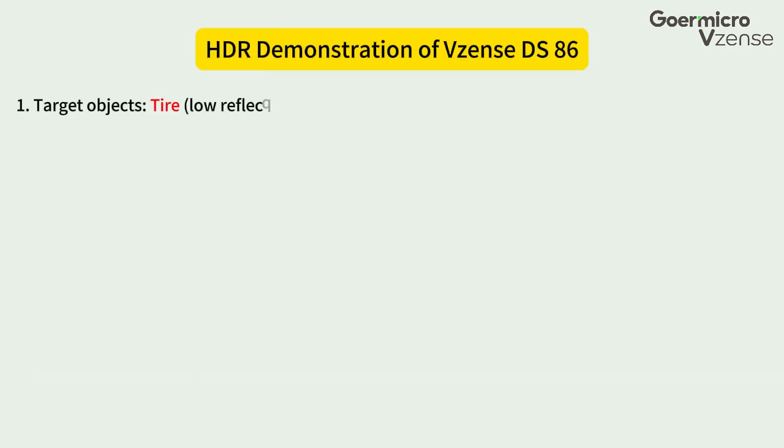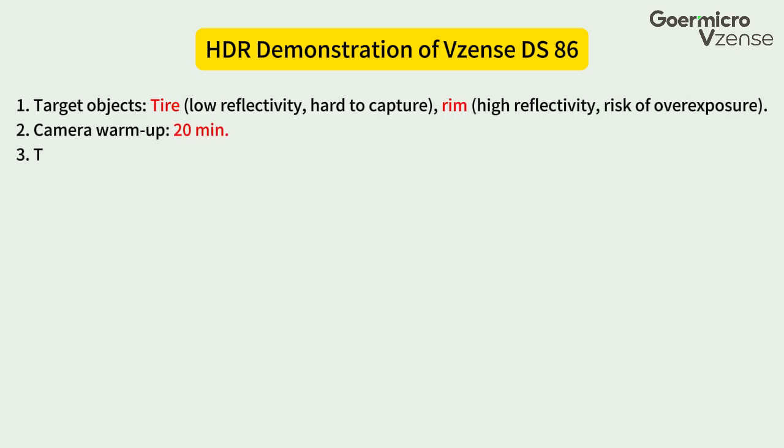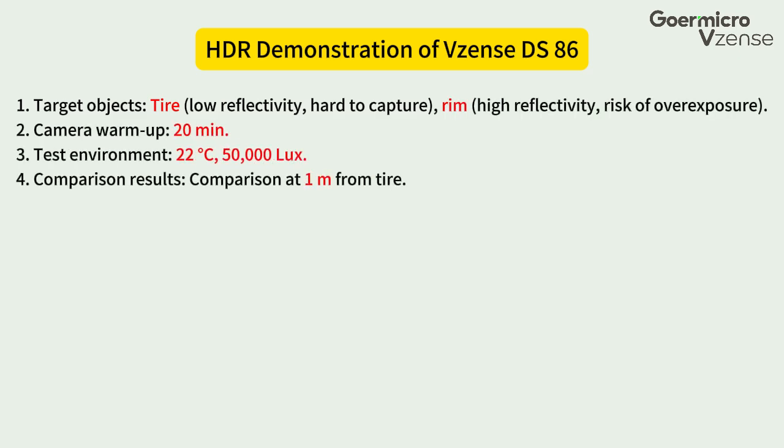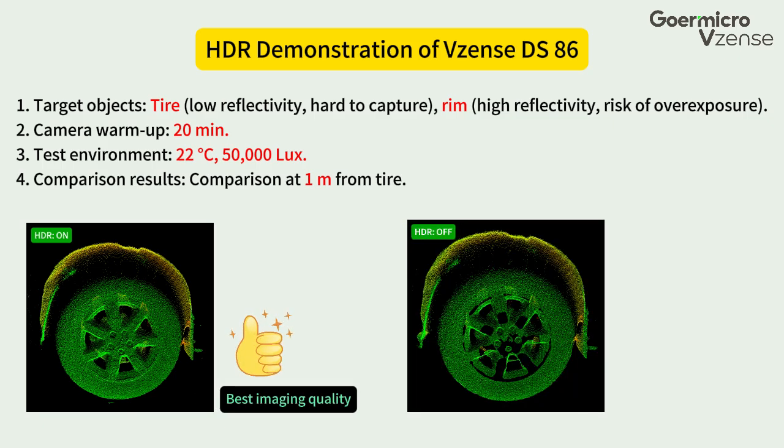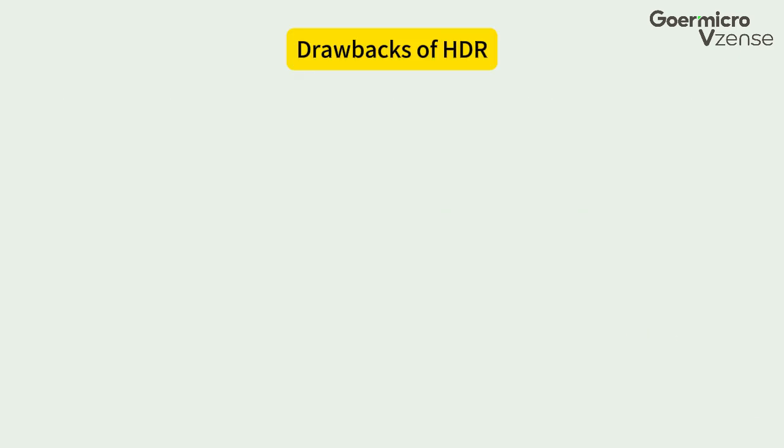Now, let's take the Vzense DS camera as an example to demonstrate HDR performance. As shown, enabling HDR results in the best imaging quality. When HDR is disabled, multiple point cloud losses can be seen on the tire and rim. While HDR significantly improves imaging quality, it also has some drawbacks.